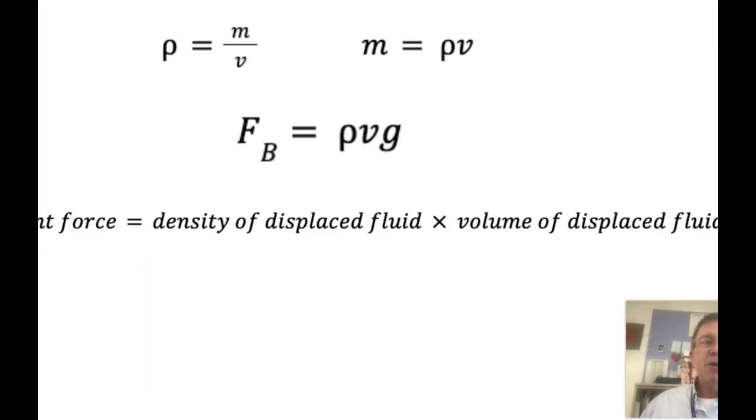Okay, so again, the buoyant force can best be described this way, and this is one that you need to just memorize. Since density equals mass over volume, mass is equal to density times volume. So what I can say then is the buoyant force is going to be equal to the density of the object times the volume of the object times the gravitational field strength, or if you prefer, the acceleration of gravity. So again, buoyant force equals the density of the displaced fluid times the volume of the displaced fluid times g.